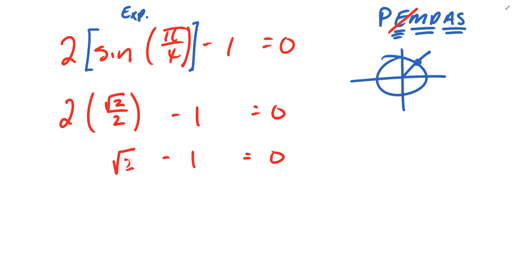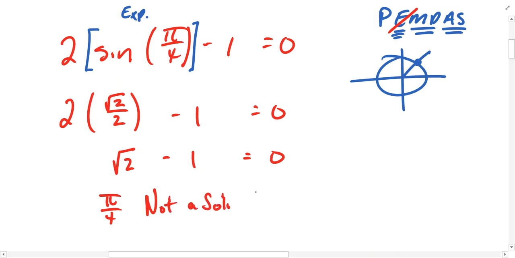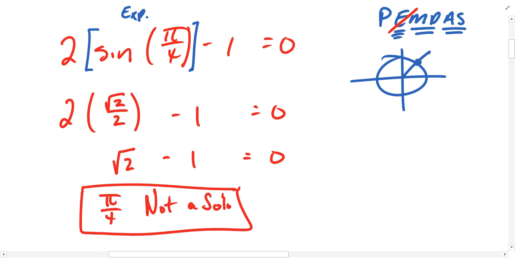And clearly the square root of 2 is not the same as 1, so root 2 minus 1 is not equal to 0. So we would say that pi over 4 is not a solution.